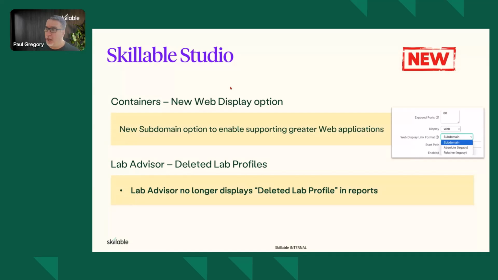Now there were a number of websites, WordPress would be a prime example, but there were many others, where this web display feature couldn't really handle the website very well. So we've introduced a new model for working with those web applications, which we now call the subdomain model, which is now the default.